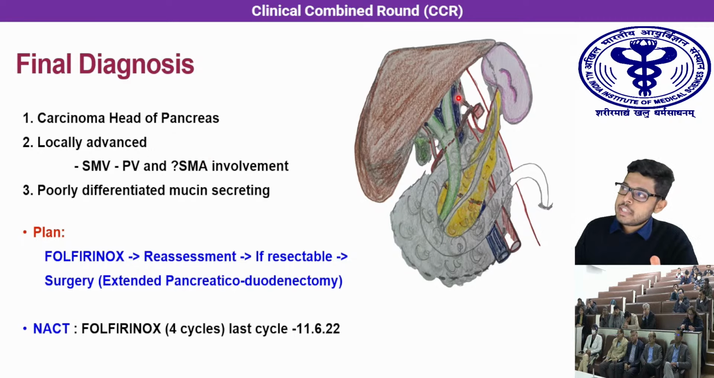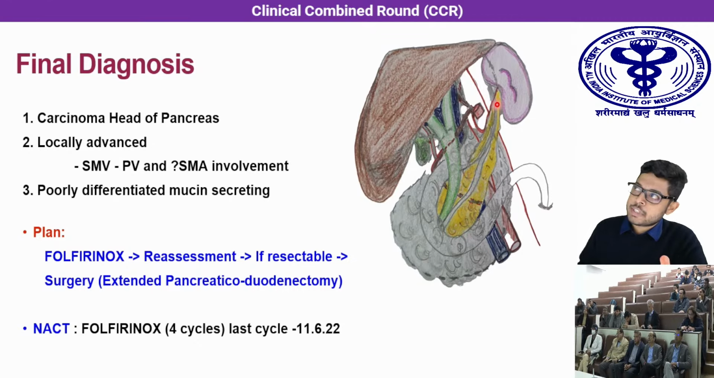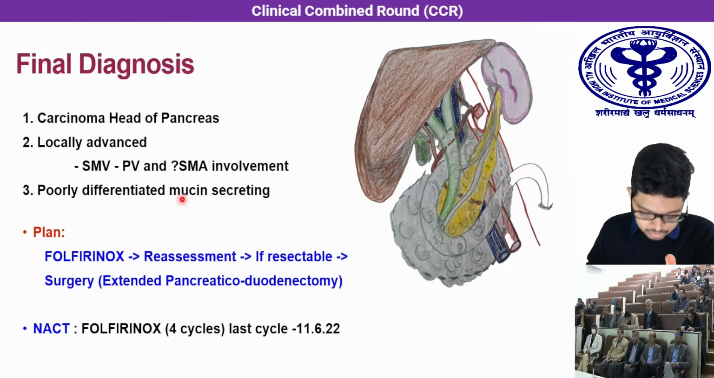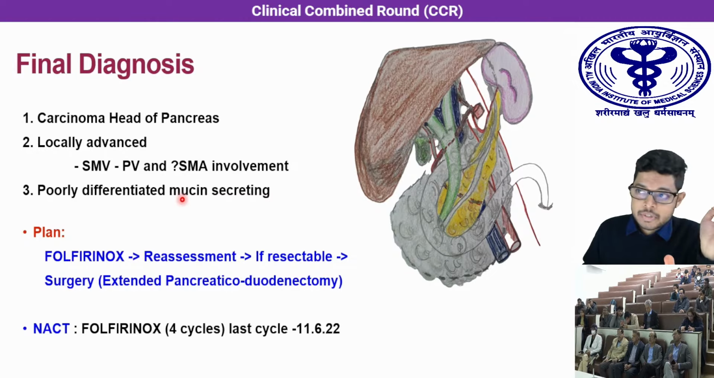In this picture, you can see that this is the mass which is involving the entire pancreas, the head, body, and only very little of the tail, less than 1 centimeter of the tail was left, and this is the spleen. This mass involves the entire pancreas, the common bile duct, and it also involves the portal vein, which is here. So our primary plan was to give her a neoadjuvant chemotherapy, FOLFIRINOX, and reassess the patient.